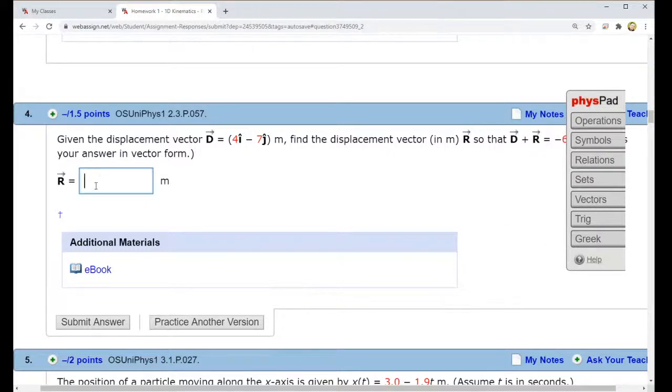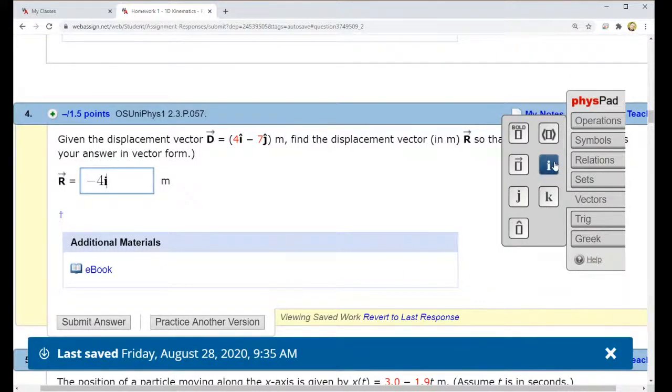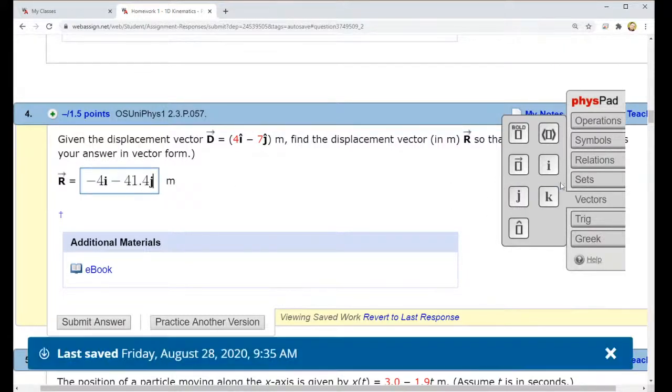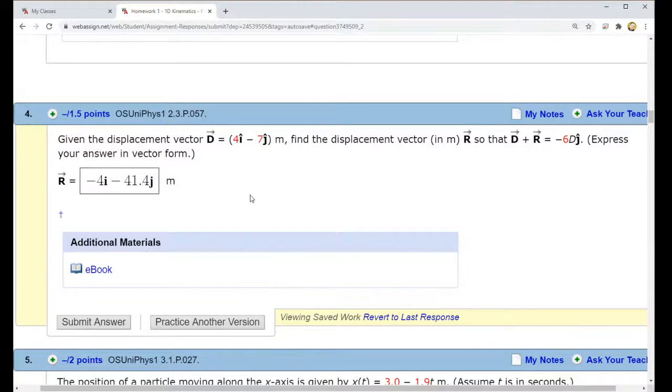All right, so what I'm going to type here is minus 4, go to my vector window, i hat, and then plus negative 41, so that's the same as minus 41.4 j hat. So you might say, well, where the heck are the hats? It's just i and j. Well, they're bold. You may not be able to tell that. You can see that over here.